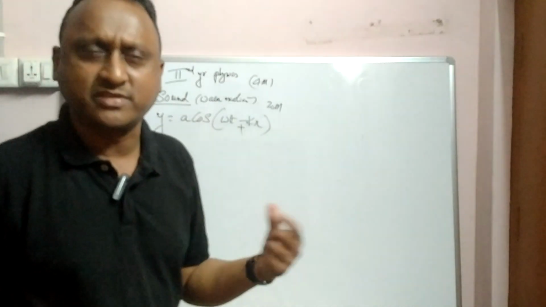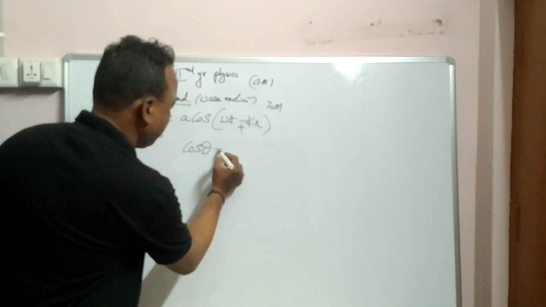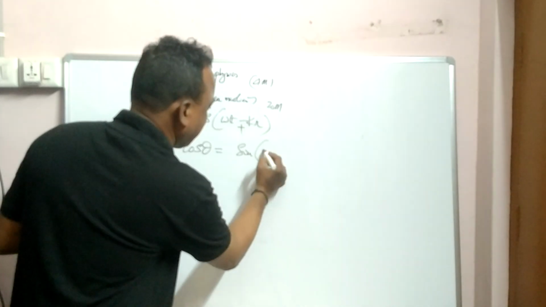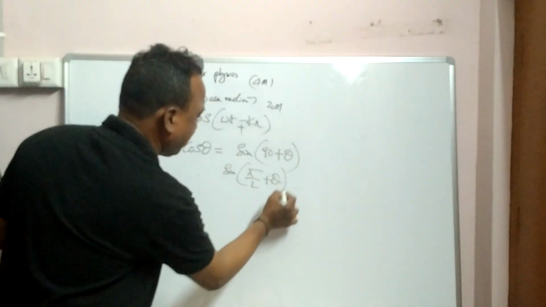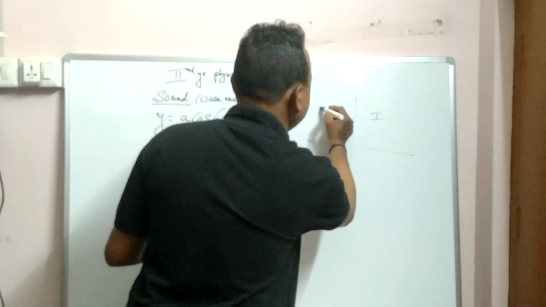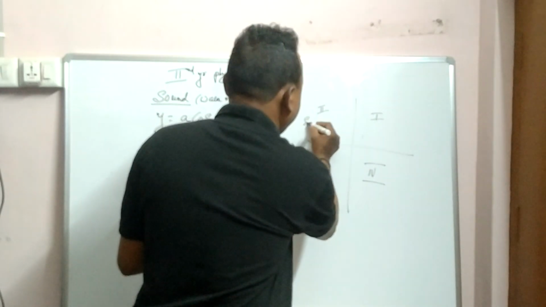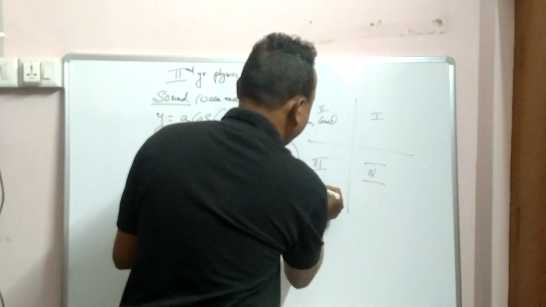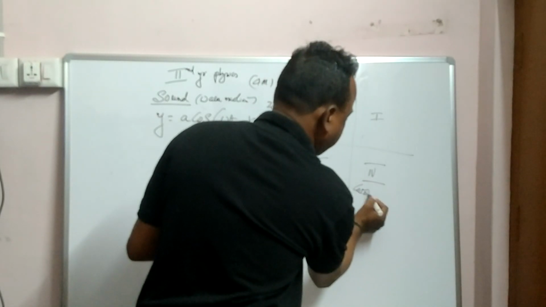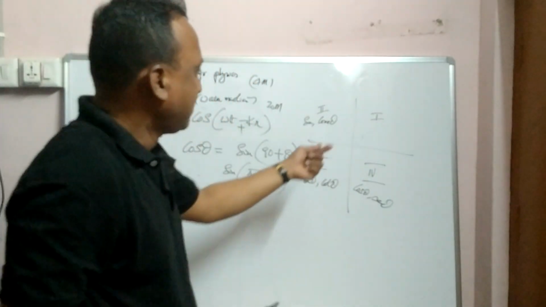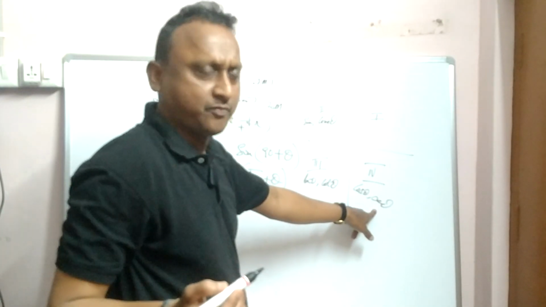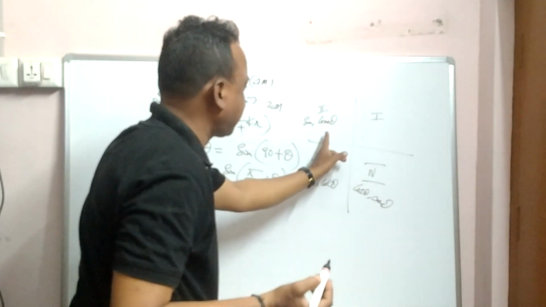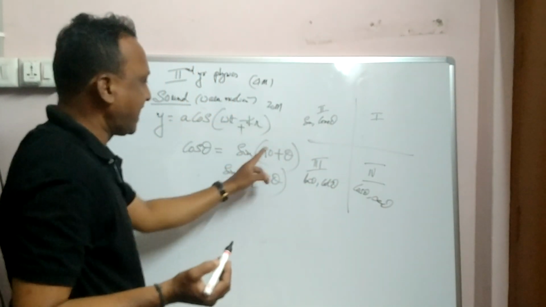If cos is given, you can convert it into sine. From trigonometry, cos theta can be written as sine 90 plus theta, or sine pi by 2 plus theta. In the four quadrants: in the first quadrant all are positive; in the second, sin theta and cosecant theta are positive; in the third, tan theta and cot theta are positive; and in the fourth, cos theta and secant theta are positive. All silver teacups. Remaining ones are negative. So sin 90 plus theta is in the second quadrant, where sin is positive, therefore sin 90 plus theta means cos theta.